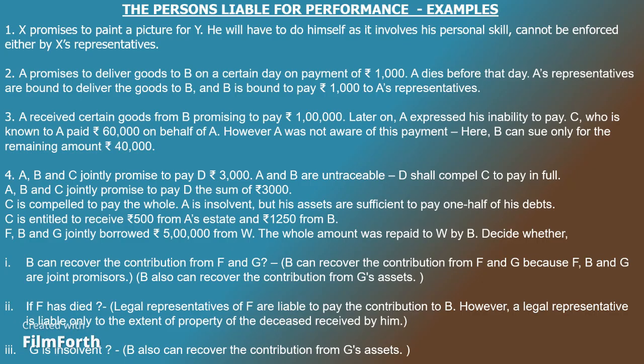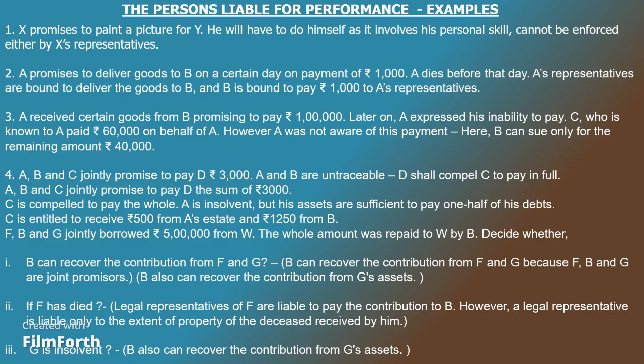Mr. A, Mr. B and Mr. C jointly promise to pay Mr. D the sum of Rs. 3,000. Mr. C is compelled to pay the whole. Mr. A is insolvent, but his assets are sufficient to pay 1/2 of his debts. Mr. C is entitled to receive Rs. 500 from Mr. A's estate and 1,250 from Mr. B.